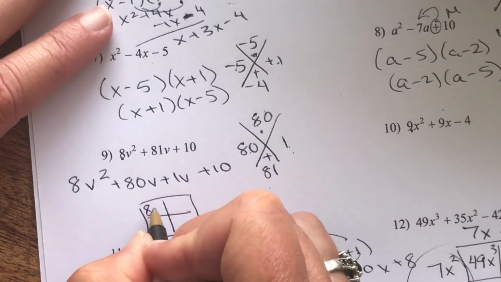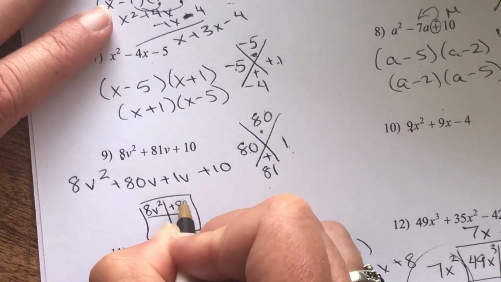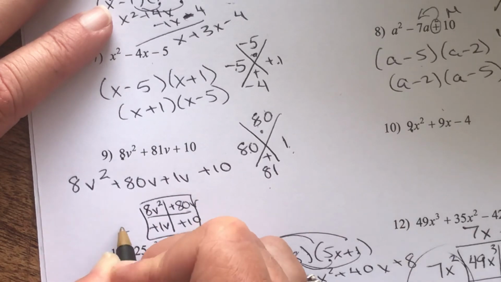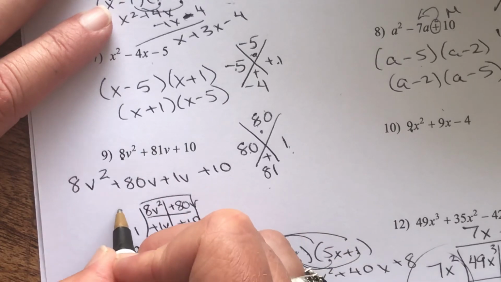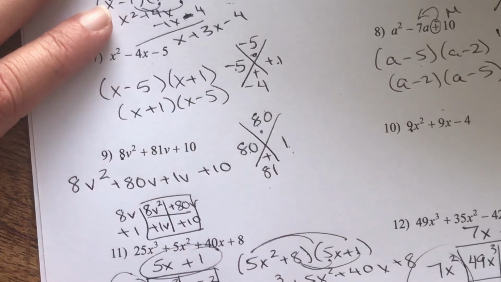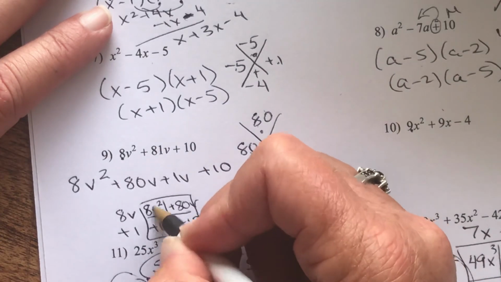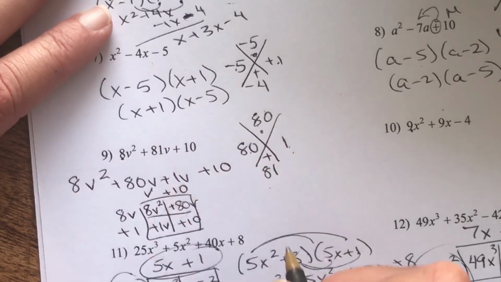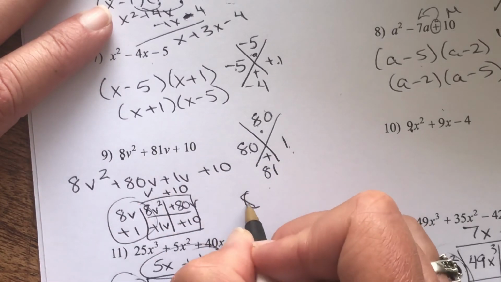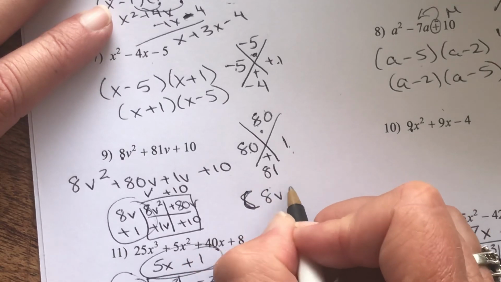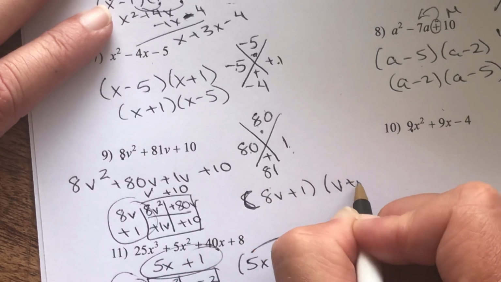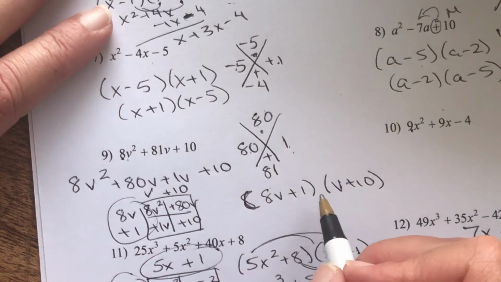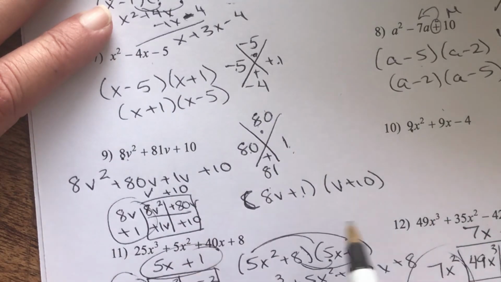Space is on short supply here. Sorry about that. And I write big. I can see I can take out a 1. Here I can take out an 8v. Here I can take out just a single V. And here I can take out, looks like a 10. My final answer is 8V plus 1 and V plus 10. We can do a quick check. Yep, gives me the front. Yep, gives me the back. And we have our middle.